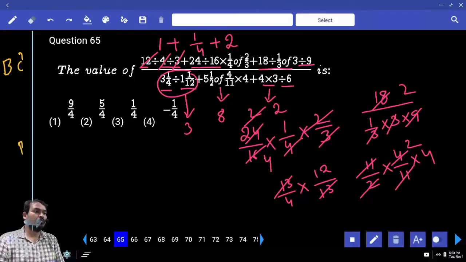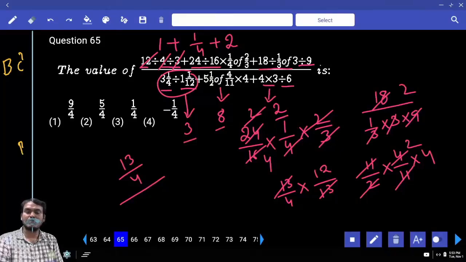What is the numerator? 1 plus 2, 3, 1 by 4 or not? 3 1 by 4 means 13 by 4. What is the denominator? 3 plus 8, 11, 11 plus 2, 13. 13, 13 get cancelled or not? What is the remaining value? 1 by 4.